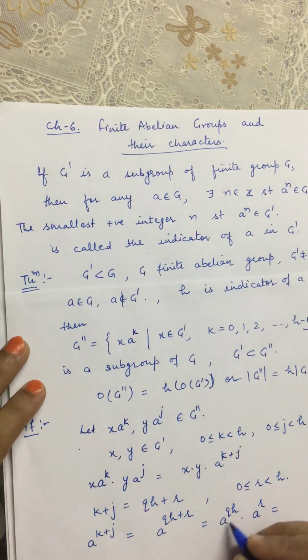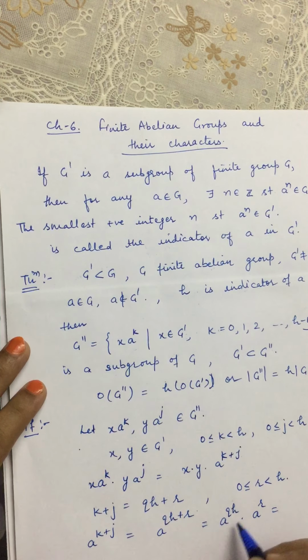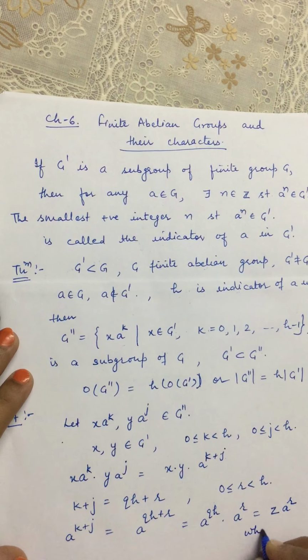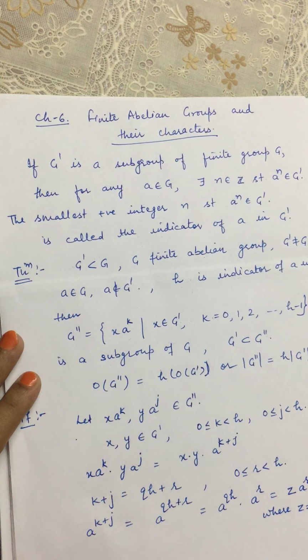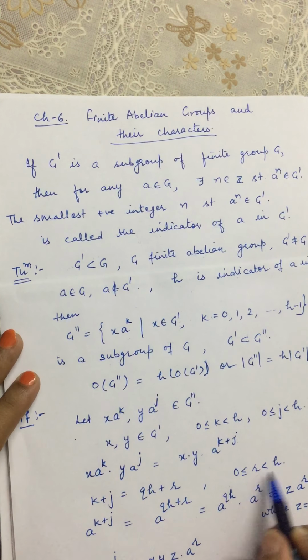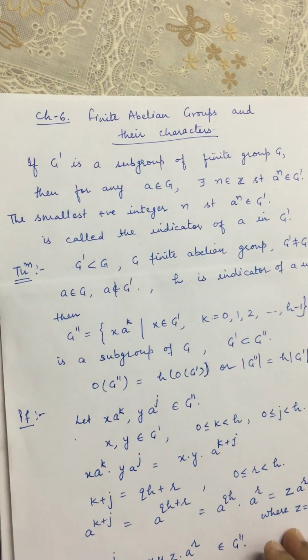Now a raised to h belongs to G dash, because h is the indicator of a in G dash. So a raised to qh also belongs to G dash, so we can write it as z into a^r, where z is a raised to qh, which belongs to G dash. So the product element x a^k y a^j can be written as x y z a^r, where the product x y z belongs to G dash, and a raised to r, where r is an integer lying between 0 and h. So this element is of the type x into a^k, so it belongs to G double dash. So G double dash is closed.